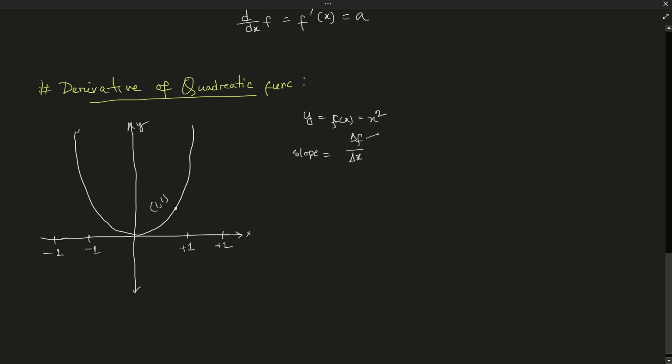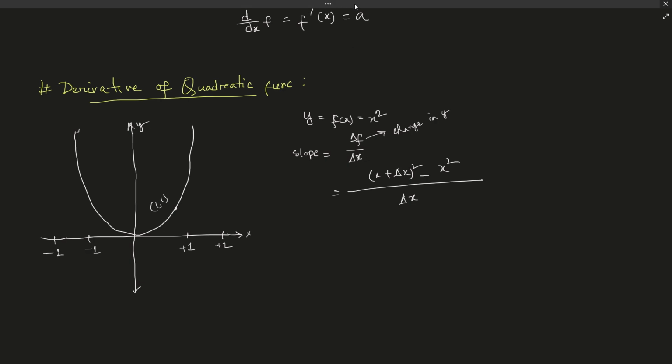So the del f is basically the change in y. So it's x plus del x whole square minus x square, and the del x will be 0. So let's look at some sequence, calculating slope, which will calculate the slope of the tangent line.